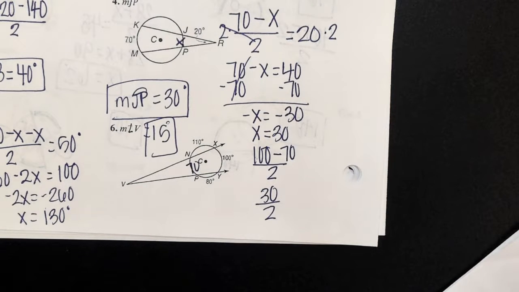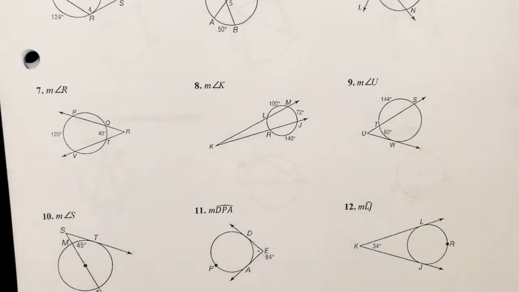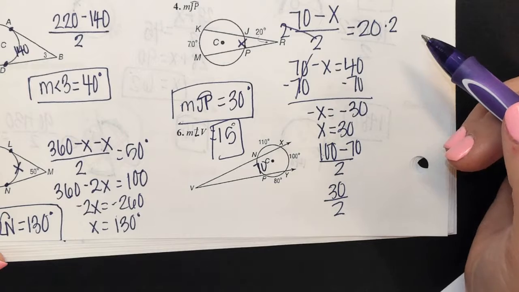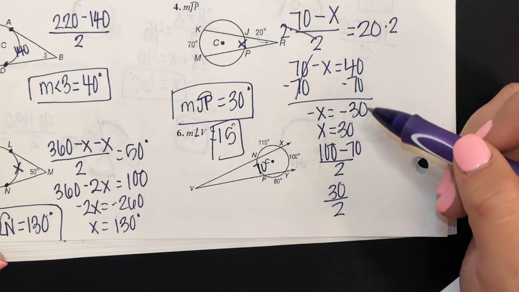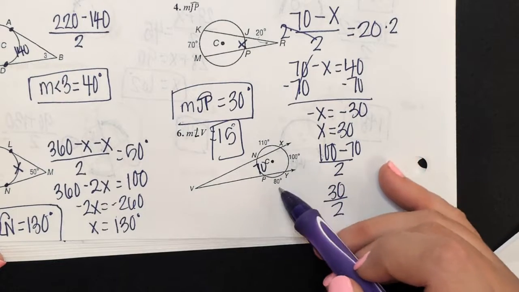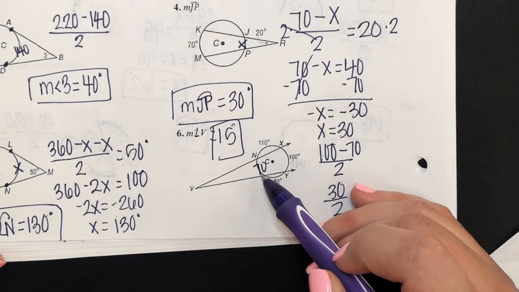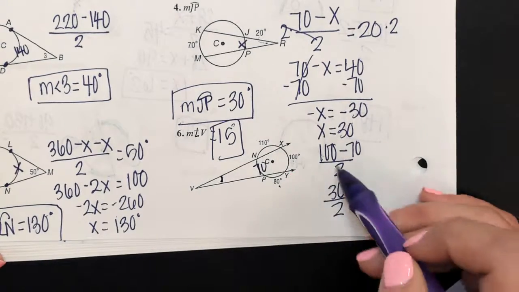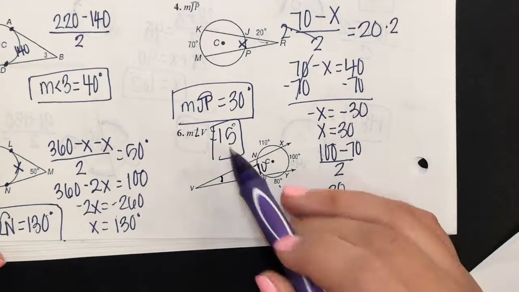Yes? What's wrong? Wouldn't you have a 2x on the... Which one are you on? 6? Okay, so 360 minus that gives you 70. 100 minus 70 divided by 2 gives you this angle. 100 minus 70 is 30, divided by 2 is 15.